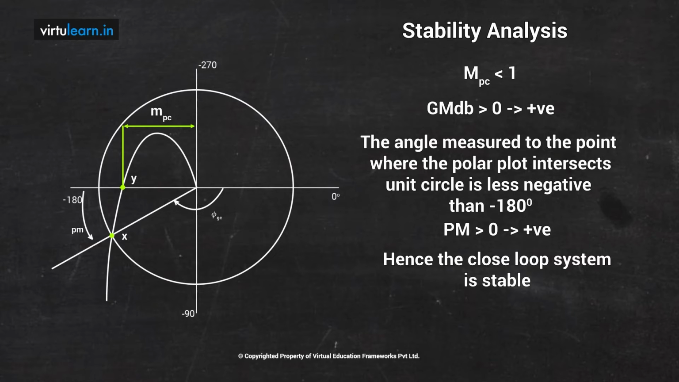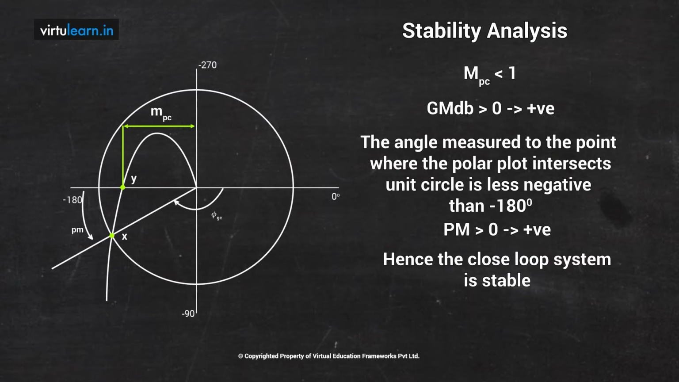You measure the angle from 0 to this line, that is the phi GC in negative. Whatever the angle you get, minus of that angle. So phase margin is 180 minus that. What does it mean? From this figure it is very clear. From here to here it is phi GC. Then whatever the remaining angle from the minus 180 degrees line, that is my phase margin.